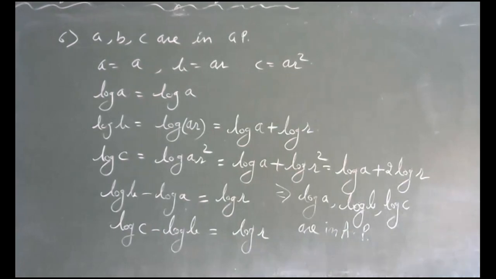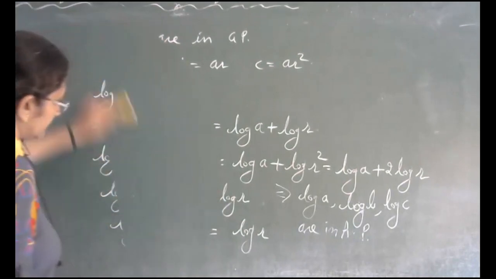Next is: find the sum of 14 terms of an AP whose 7th and 8th terms are given. The 7th term is 1 and the 8th term is 13.